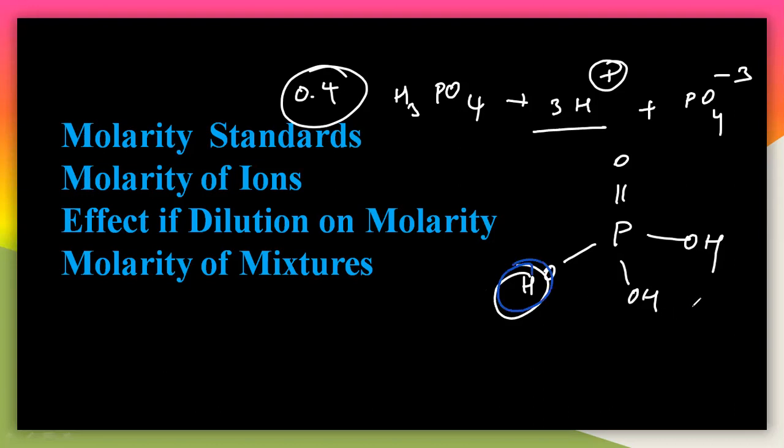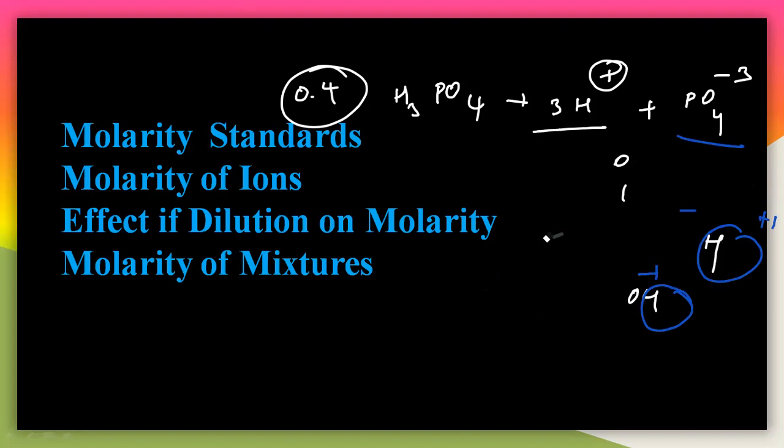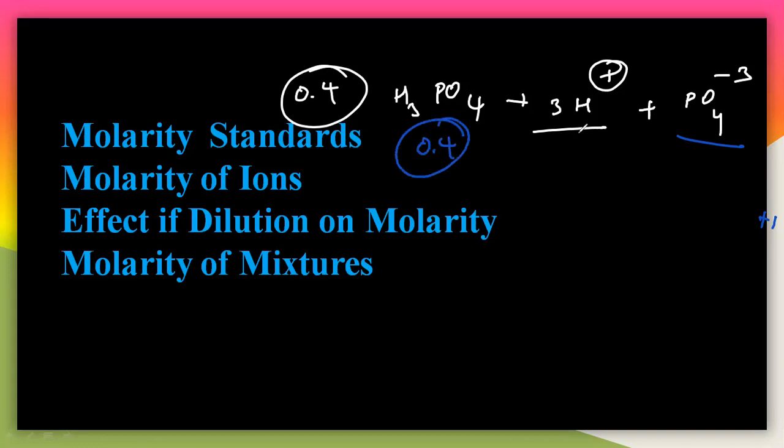This one is the first one, this is the second hydrogen, this is the third hydrogen. So 3 hydrogens are there, that is 3 H plus. Then minus 1, minus 1, minus 1, the total which is minus 3 here. Now you should understand one thing here: the molarity of ions. Let us understand the molarity of H3PO4; let us say it is 0.4. Then what is the molarity of the H plus ions?